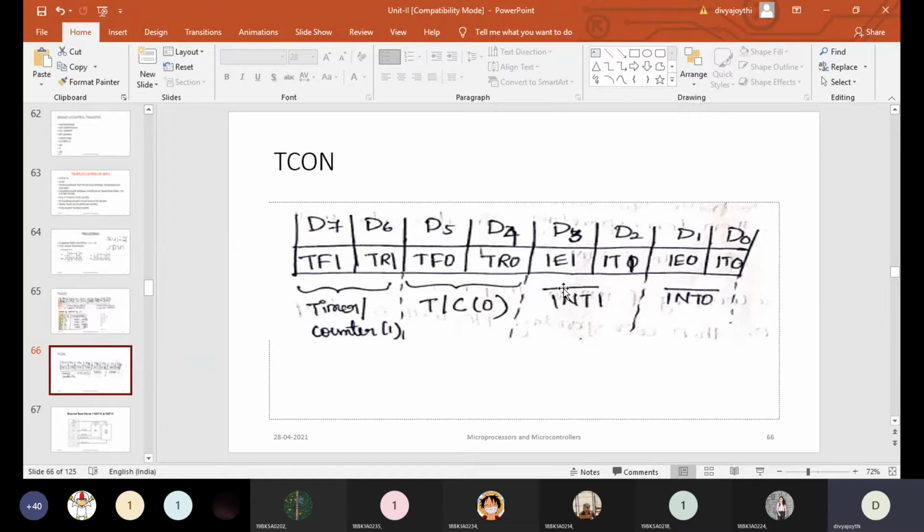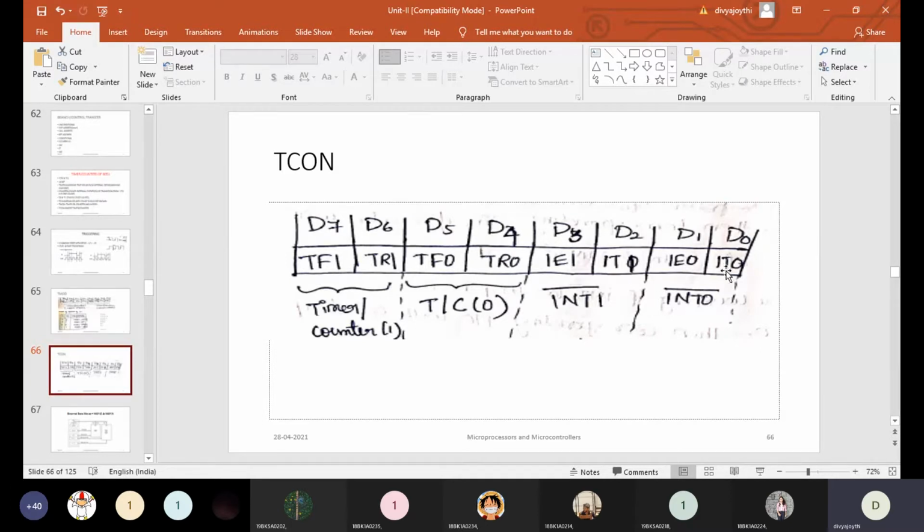So this is about the lower nibble and higher nibble. Now let us discuss them bit by bit. Here IT0 and IT1 are nothing but interrupt 0 and interrupt 1. In the previous session, in the last two slides, we discussed triggering. So whenever there are interrupts, at what kind of triggering those interrupts are executed, that information is given by IT0 and IT1.